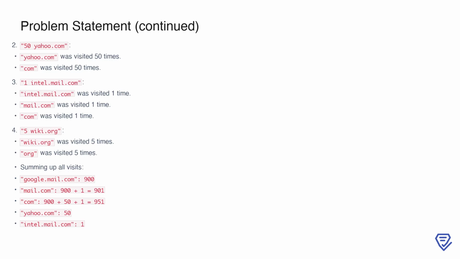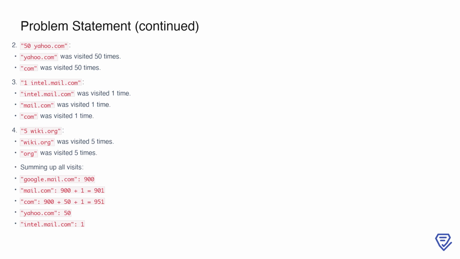Let's break down the remaining domains from the previous example. For 50 yahoo.com, the domain yahoo.com received 50 visits, and its top-level domain com also inherits those 50 visits. Next, for 1 intel.mail.com, the domain intel.mail.com was visited once, which means mail.com and com each receive one additional visit. Finally, for 5 wiki.org, we see that wiki.org was visited 5 times, which also applies to its top-level domain org.